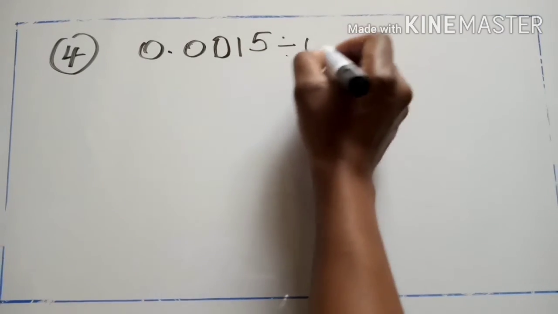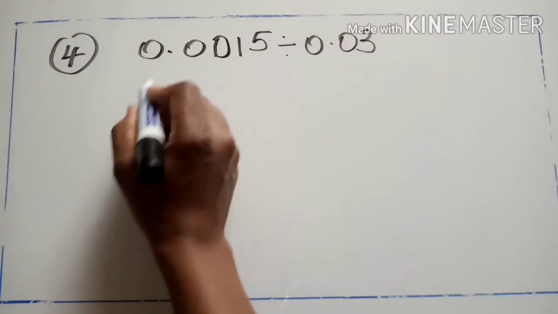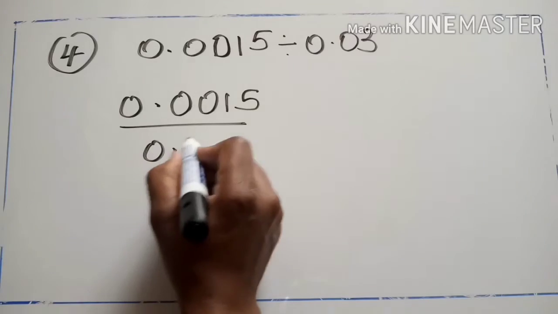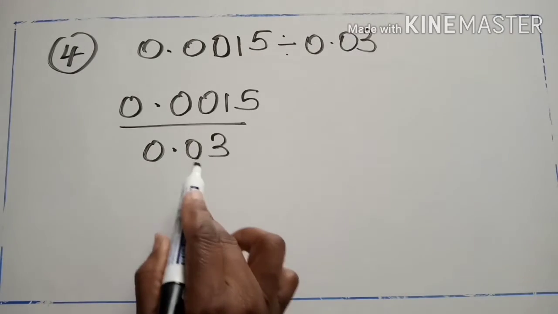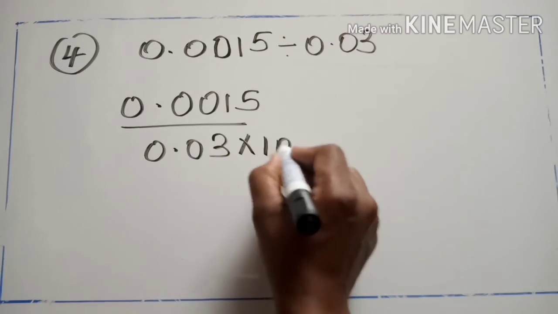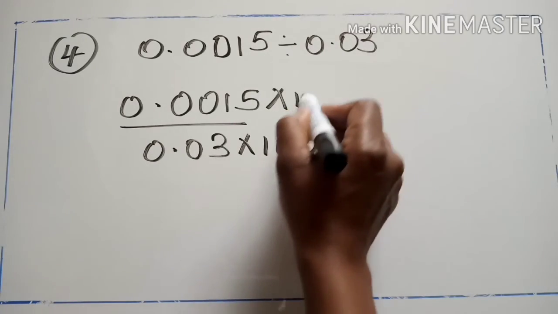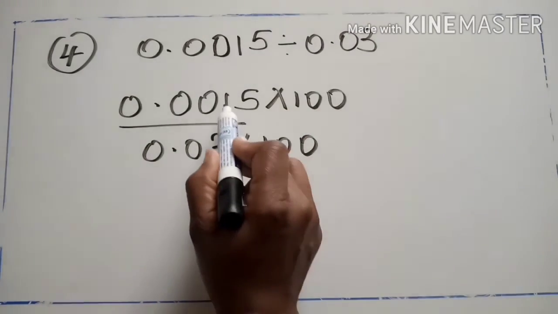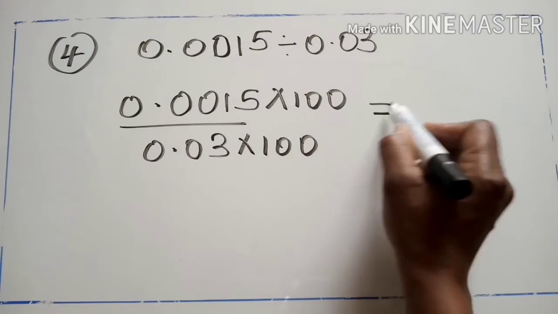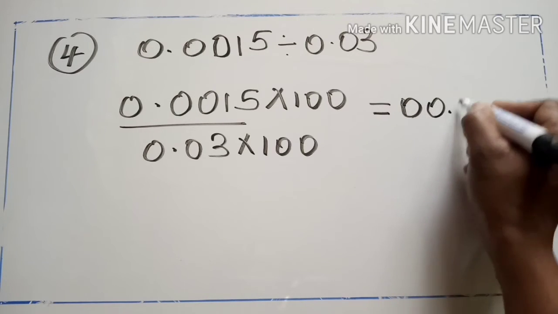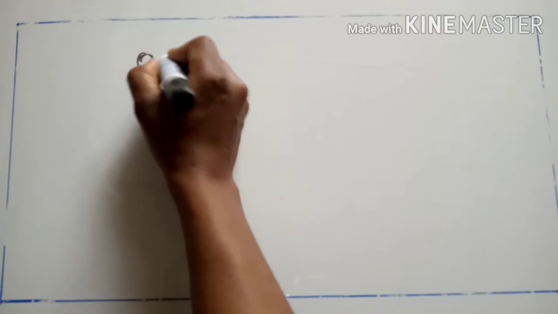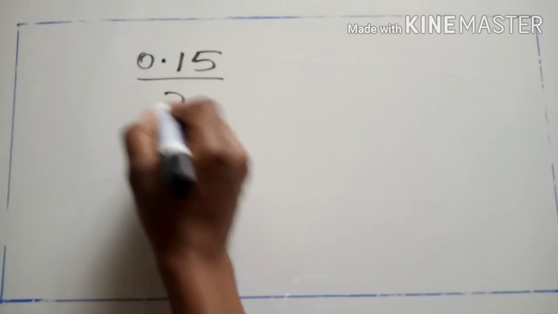Let's move to the last example, number 4, where we have 0.0015 divided by 0.03. Again, arrange this as a fraction. Remove these decimal places. 2 decimal places will mean we multiply by 100. So we also multiply the numerator by 100. So our answer here should be 0.0015 times 100, which should give you 0.15 divided by 3.